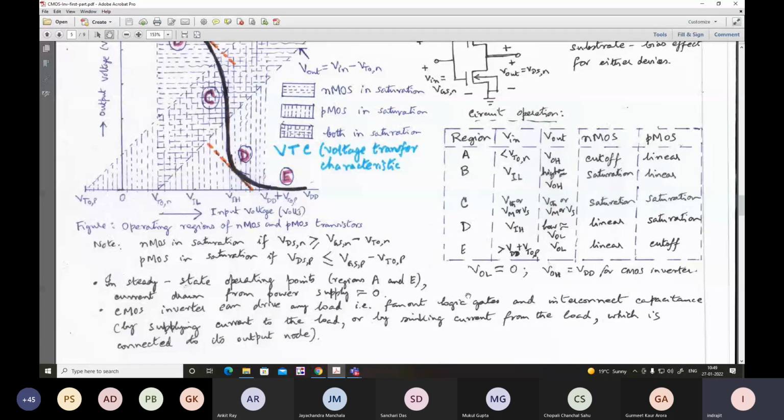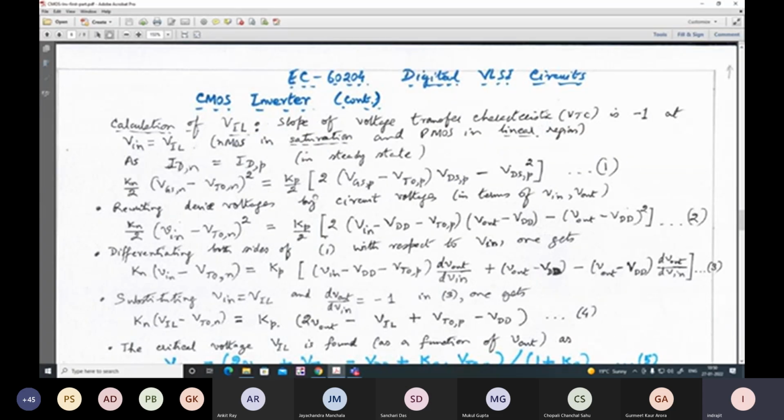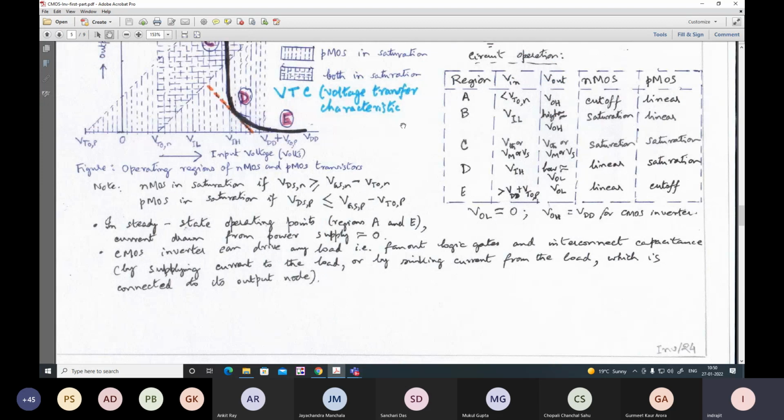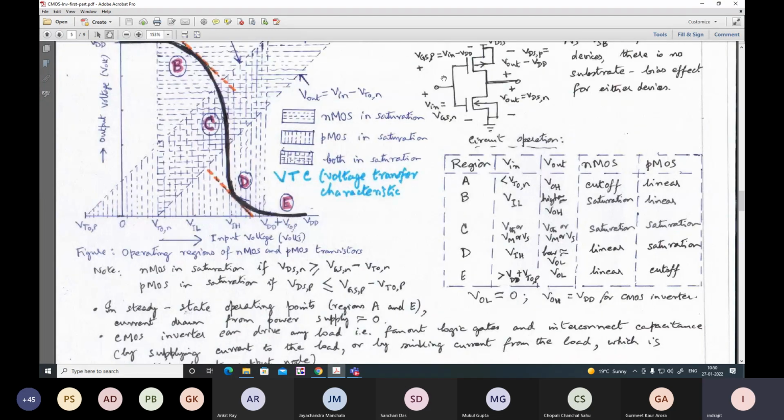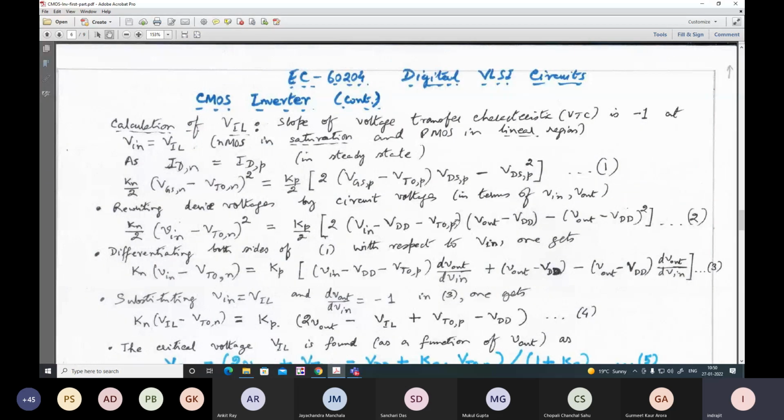Next, what we do. Up to this, I think it is clear. Next, we take up calculating the VIL. Note that neither the NMOS transistor nor the PMOS transistor suffers from the substrate bias effect, because source and body are shorted for the PMOS here, and source and body are shorted for the NMOS transistor. So both of them will display zero bias threshold voltage.